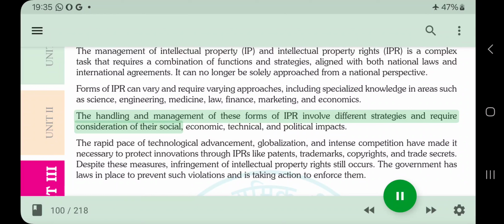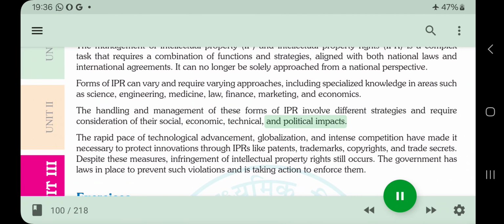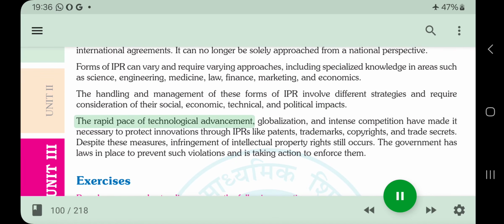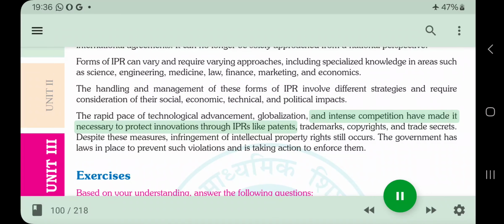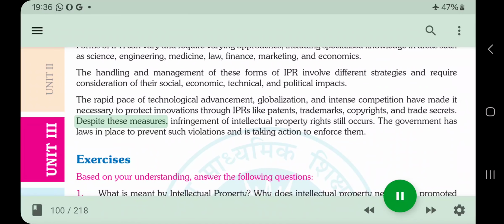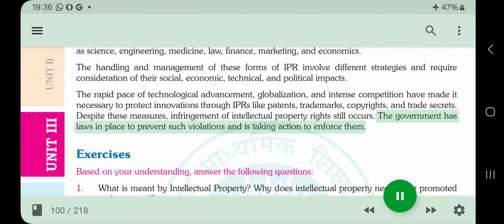The handling and management of these forms of IPR involve different strategies and require consideration of their social, economic, technical, and political impacts. The rapid pace of technological advancement, globalization, and intense competition have made it necessary to protect innovations through IPRs like patents, trademarks, copyrights, and trade secrets. Despite these measures, infringement of intellectual property rights still occurs. The government has laws in place to prevent such violations and is taking action to enforce them.